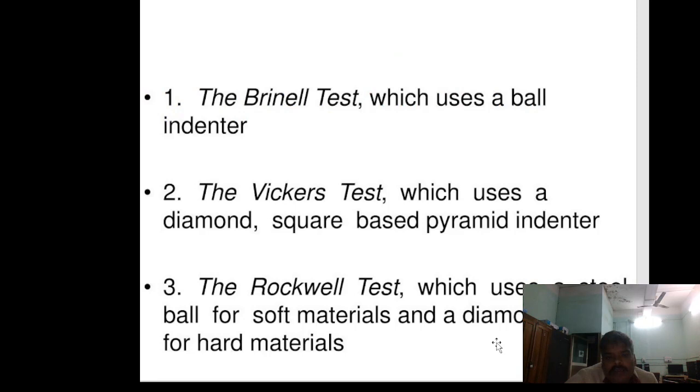The Brinell test, which uses a ball indenter. The Vickers test, which uses a diamond square based pyramid indenter. The Rockwell test, which uses a steel ball for soft material and diamond cone for hard material. So these are the things.